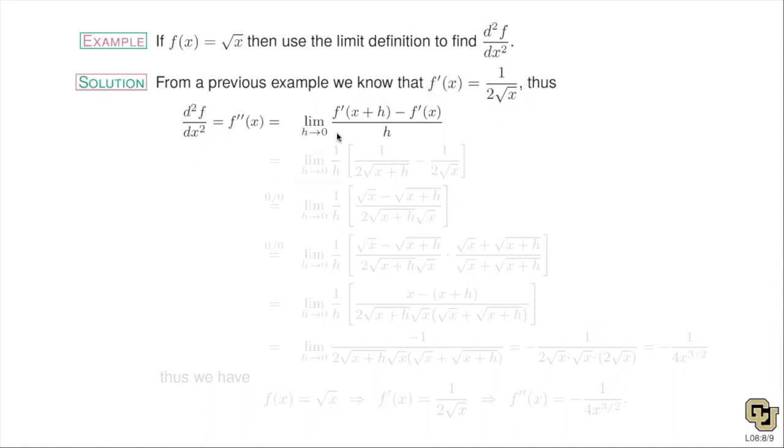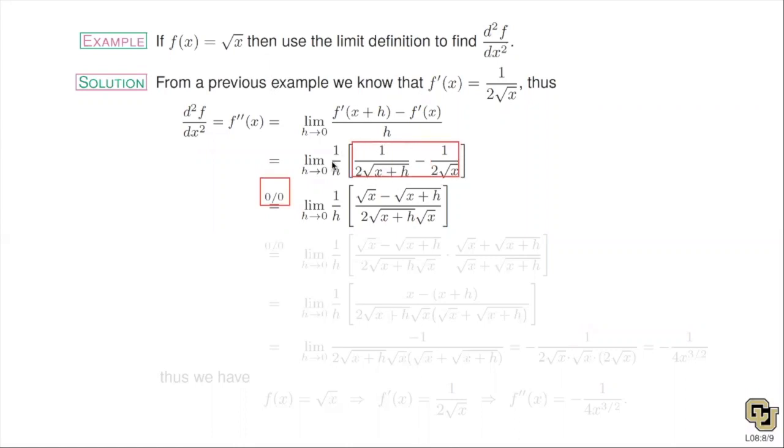So here's the usual definition. So f prime of x plus h. Remember here, f prime looks like this. So f prime of x plus h would be 1 over 2 root x plus h, and then minus 1 over 2 root x. And now when you try to apply this limit, you get 0 over 0. When you let h equal 0, these two terms cancel out and become 0, and in the denominator, h becomes 0. So when you try to apply the limit, we get 0 over 0.